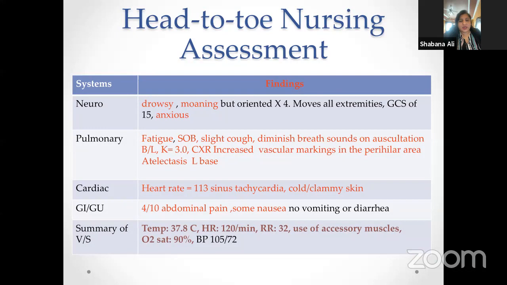In ICU, when she came from the ER, you saw that the temperature is 37.8, but the heart rate has increased, now 120. Respiratory rate has increased to 32. Now she's using some accessory muscles to breathe, and her oxygen saturation has dropped to 90%. The blood pressure is borderline at 105 by 72. So in the ER, she was stable. She came to ICU, you took over this patient, did the head-to-toe assessment, and found all these findings. Next slide, please.